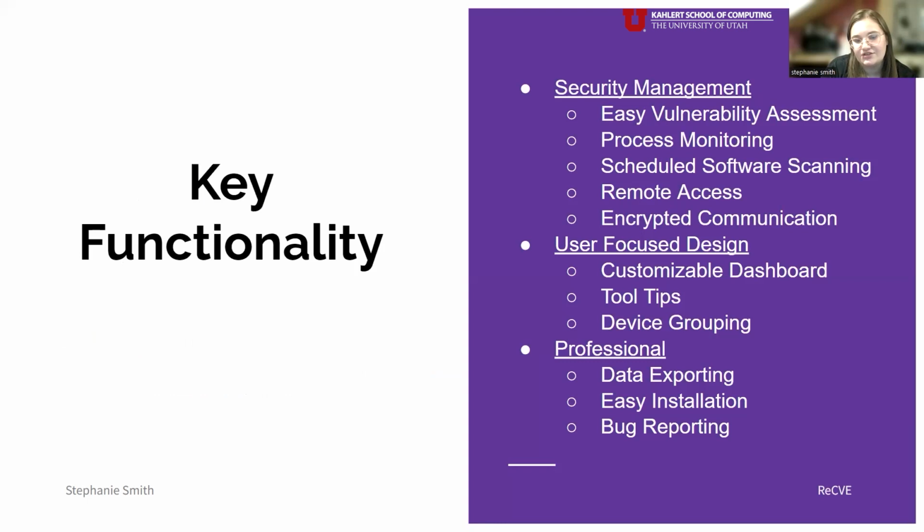So how we do this is through a set of our key features. Our main features fall into 3 categories. Security management, which is largely what we've been talking about up till now, which is just information on these CVEs and also help managing these CVEs. And then we have user-focused design, which is just to enhance the user experience. And finally, we have professional features, which are useful for users who are frequently using the software. For example, a business might want to use the data exporting feature to create reports for their business. I'm going to hand this off to Trace, who's going to give a demonstration of ReCVE.